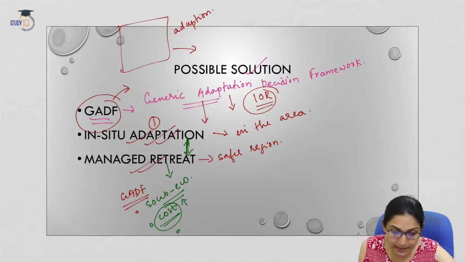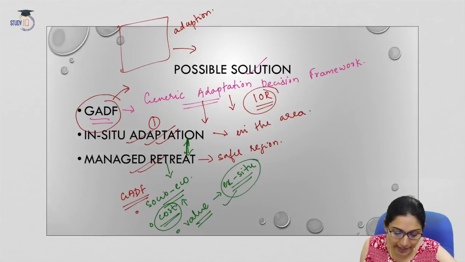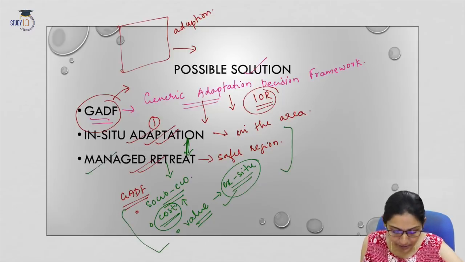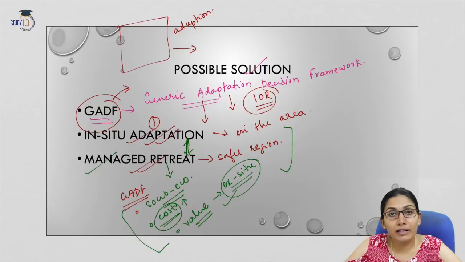Now, the third one is that the net present value of ex-situ adaptation, that is, outside the vulnerable area, is the highest of all the adaptation scenarios. So these are the three conditions to be met. And among these two choices, managed retreat is considered the best option. So under managed retreat, what happens? There is a movement to safer regions.